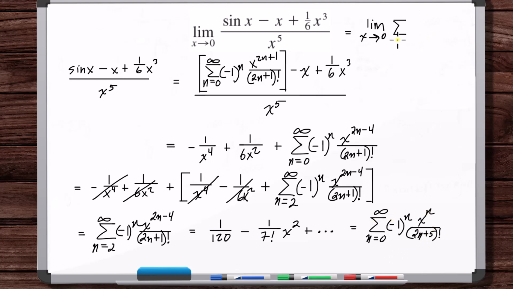We have x to the n. Okay, and so what is this equal to? Well, all the x's go to 0. It's 1 over 120.